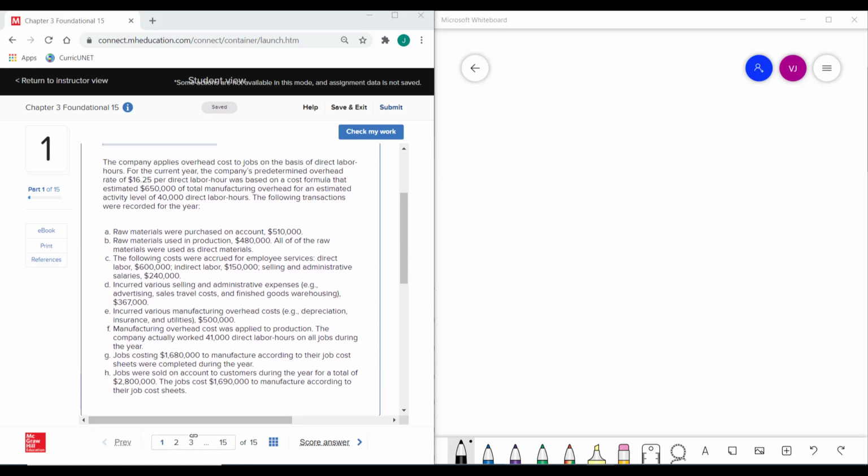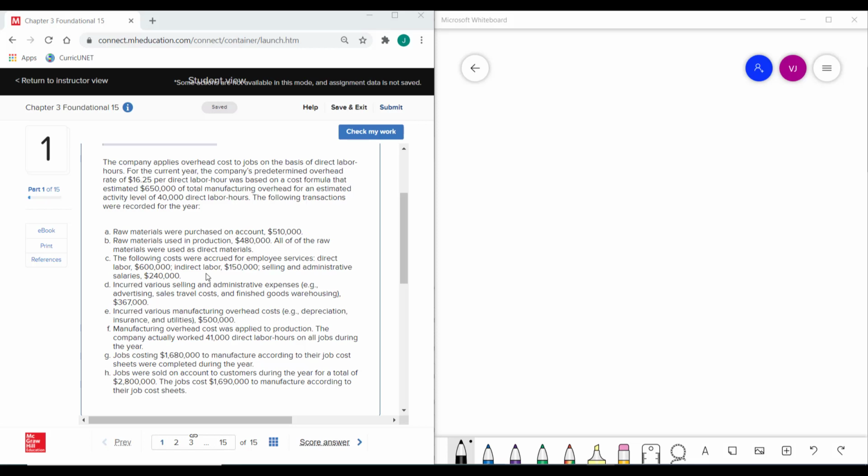So let's take a look. So there's a bunch of stuff here. A, raw materials were purchased on account for $510,000. B, raw materials used in production, $480,000. All of the raw materials were used as direct materials. C, the following costs were accrued for employee services. Direct labor, $600,000. Indirect labor, $150,000. Selling and administrative salaries, $240,000.